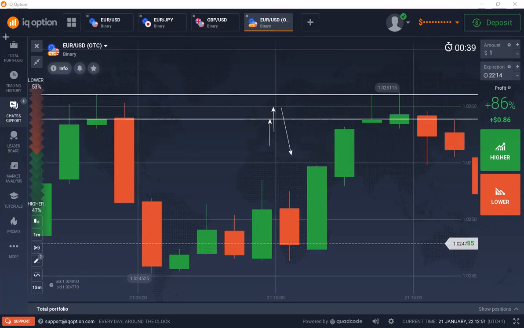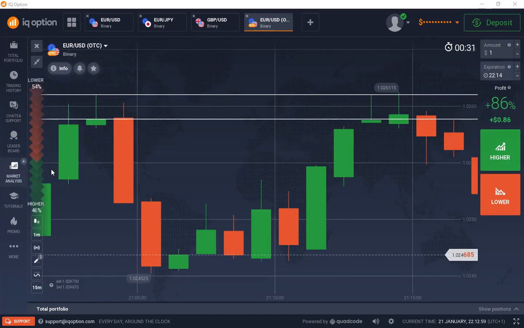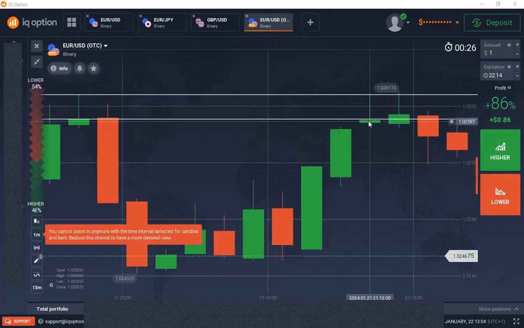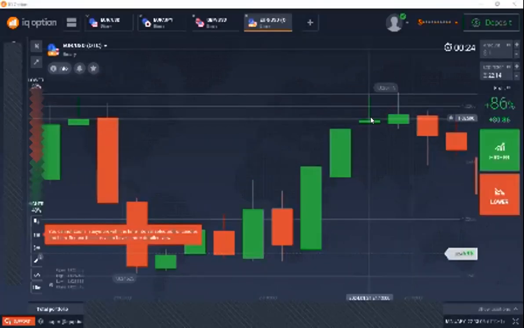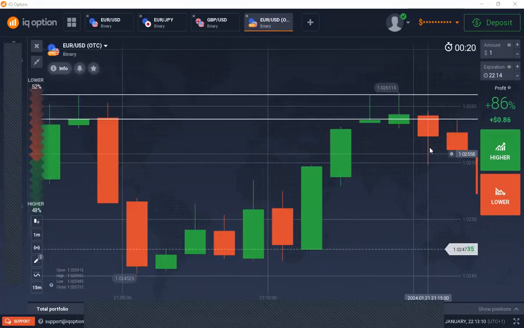So the zone is a short trading technique that I use mostly in binary option. It gives me confidence to take a trade whenever the price closes inside the zone. So you see what happened? This candle closed below the zone. The next candle closed inside the zone, and that is why sellers entered.